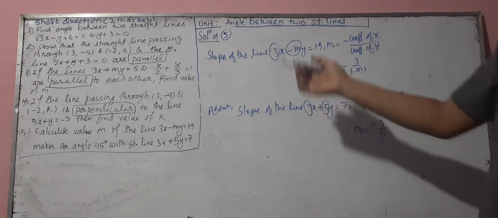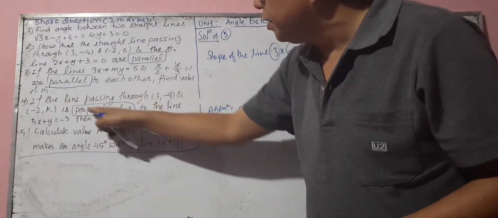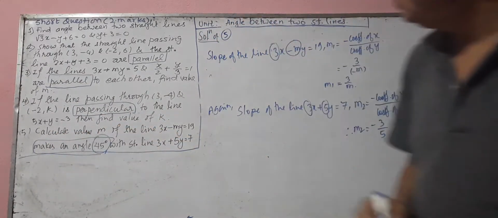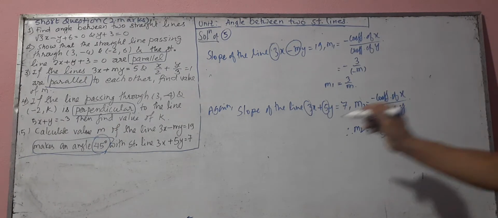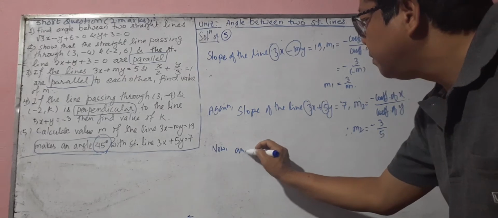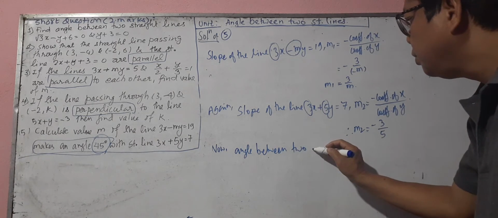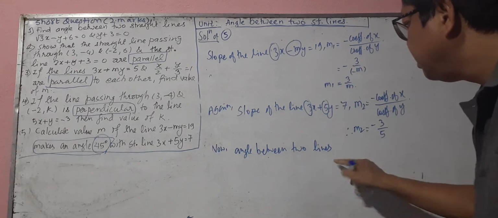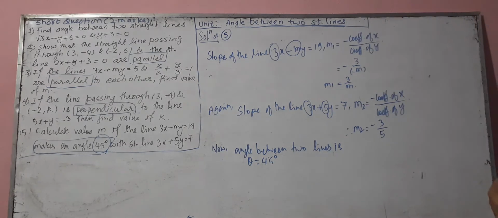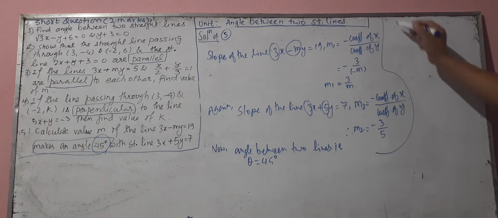Now let us see the condition. Like in question number 2 they are parallel, in 3 also parallel, in question number 4 it is perpendicular, but here it makes an angle 45 degree. So the angle between two lines is theta equal to 45 degree. We have been given an angle, so we use the formula of angle.